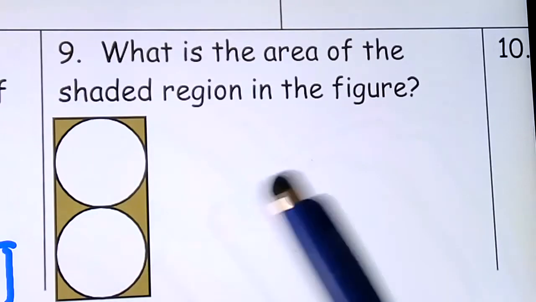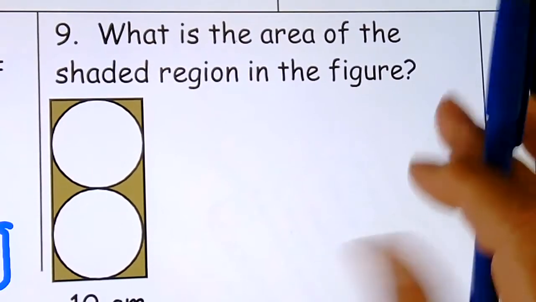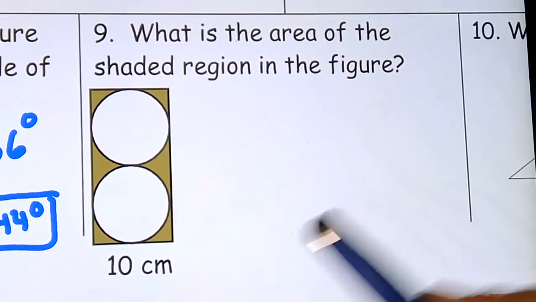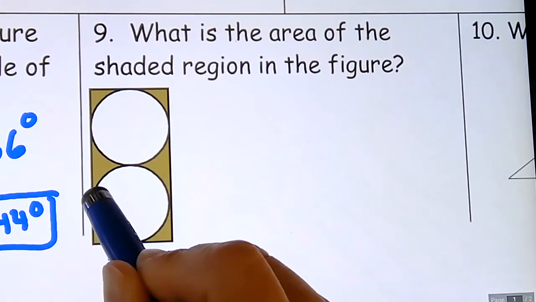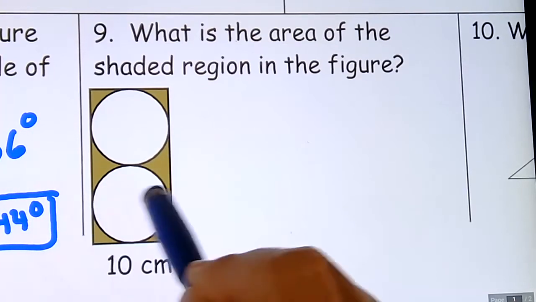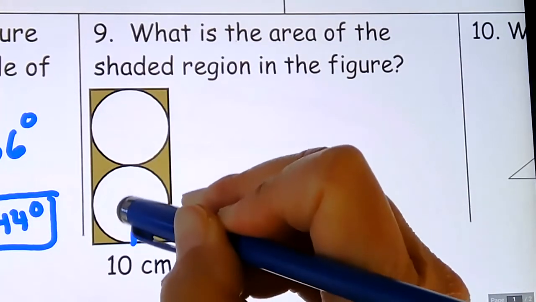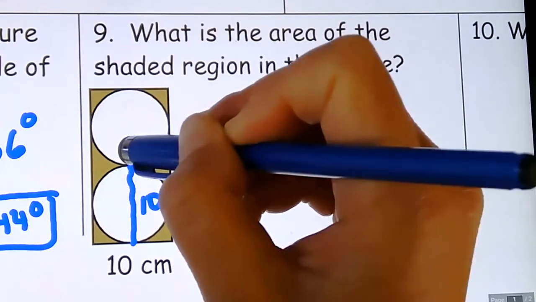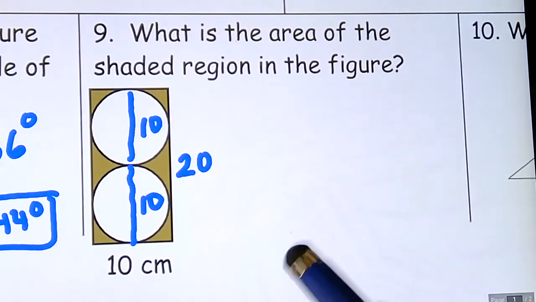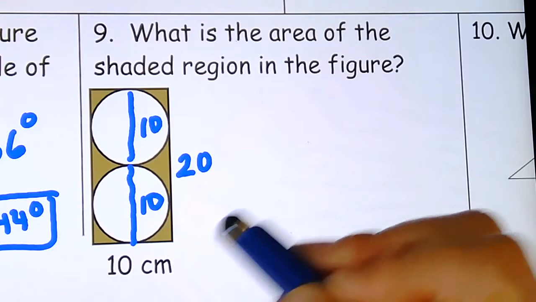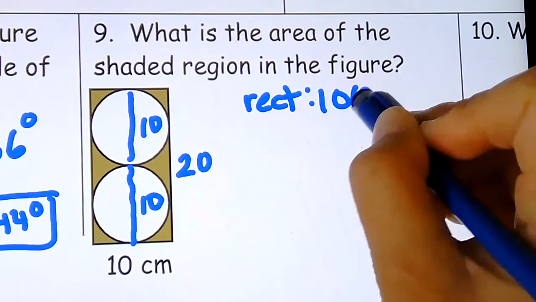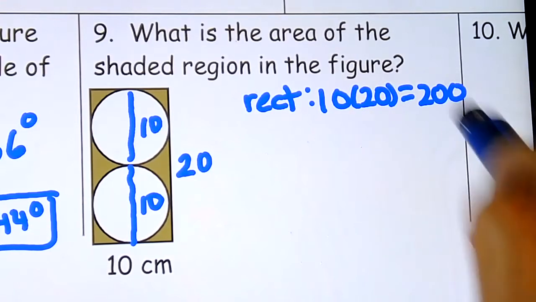On number 9, what is the shaded region of this figure? So we've done one like this before. This is 10 here, which means that's 10 for my diameter. If it's 10 for my diameter that way, it's also 10 for my diameter that way. So that is going to be 10, and that's going to be 10, so that's going to be 20 total. So my whole rectangle is going to be 10 times 20, which is 200.